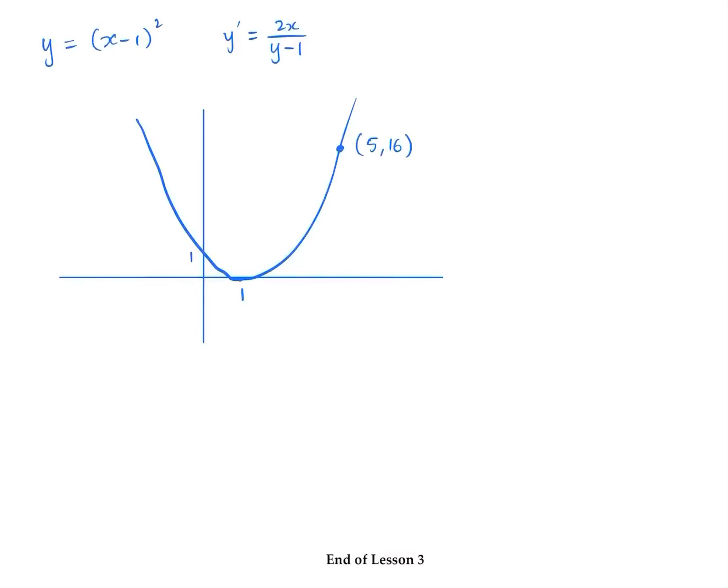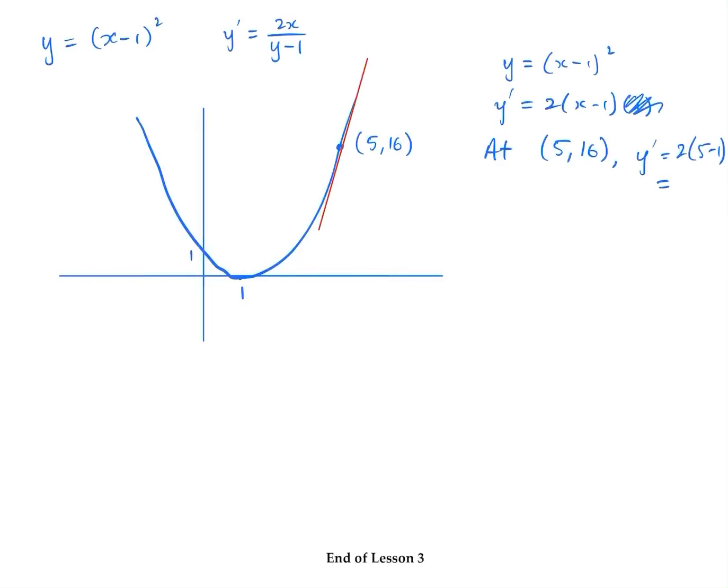Now, take yourselves out of this topic and answer the question, what is the gradient of the tangent at 5,16? Okay, how do you answer that? Well, you go y equals x minus 1 squared. y dash is 2 lots of x minus 1 by the chain rule. At 5,16, y dash equals 2 lots of 5 minus 1, which is 8. All right, and so we've found out that this gradient is 8.